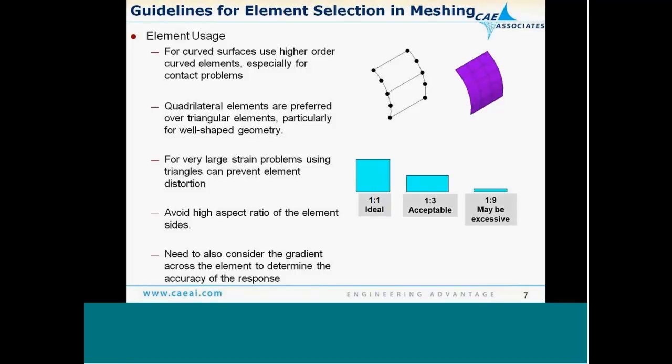And a lot of times we'll use a hybrid mesh where we use the higher order elements on the surfaces where we have, for instance, contact, or we want to model our curvature, and we can transition to the lower order elements away from there as well.